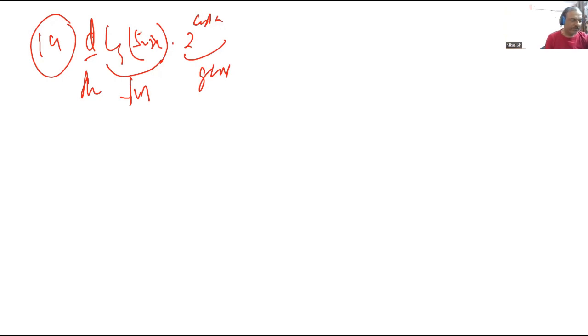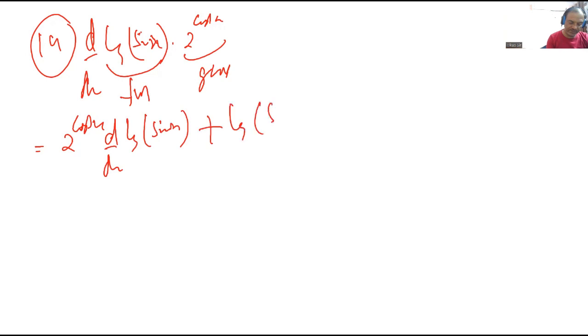Now, what will happen here is that you have to put the g(x) part as it is, which is 2 power cos x. And you have to differentiate d by dx of log sin x. Plus, log sin x will remain as it is, and there will be d by dx of 2 raised to power cos x.